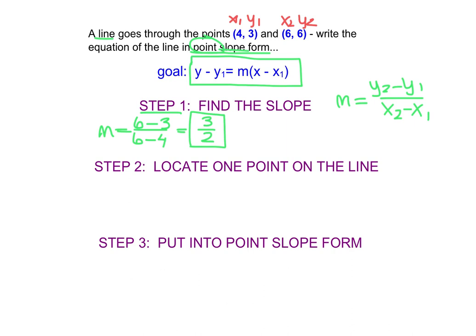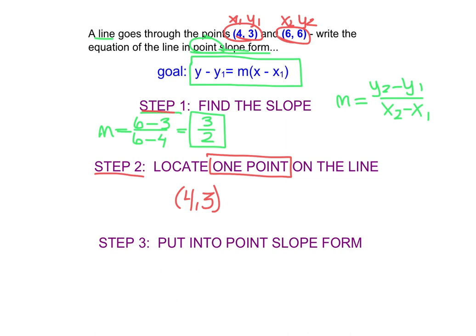The next step after we found our slope is to find one point on our line. And quite frankly, it doesn't matter which point we pick. So you can pick either point. I'm just going to pick the first point because I already have it labeled as x1 and y1. So I'm going to pick the point 4, 3. But remember, you could pick the point 6, 6 as well.